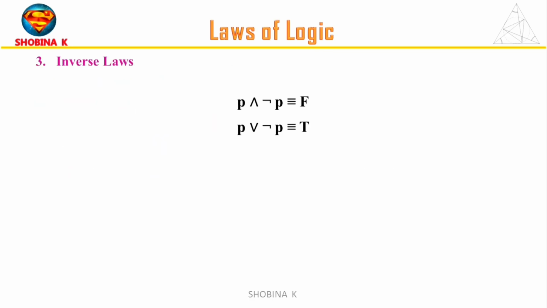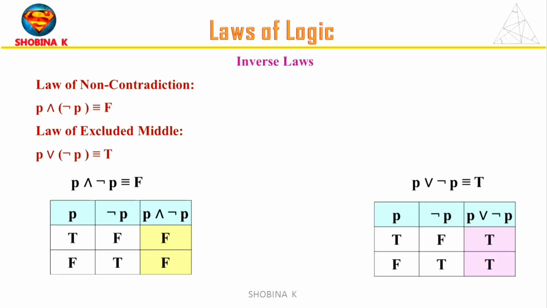And next we have inverse law. P and not P is defined as false. This statement confirms the law of non-contradiction, which means the conjunction of the proposition P and its negation is always equivalent to false. It reflects the idea that a proposition and its negation cannot both be true simultaneously.